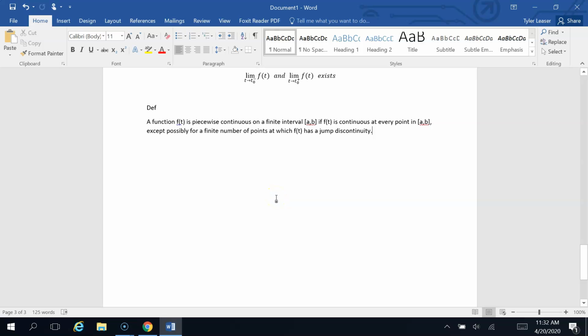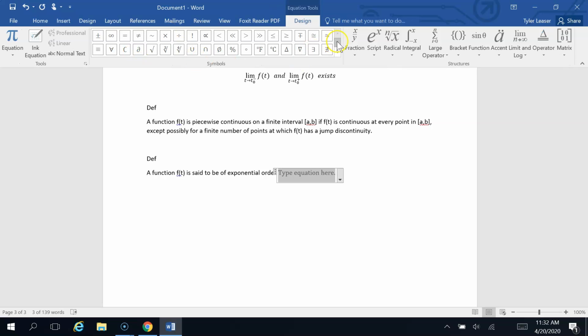Okay. Last thing we want to write out as a definition here, and this is the most important one. This is the definition we're going to be using moving forward. A function f of t is said to be of exponential order alpha. Find my little alpha symbol here. Alpha.